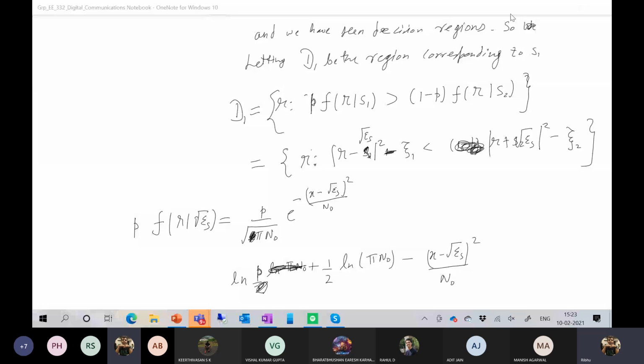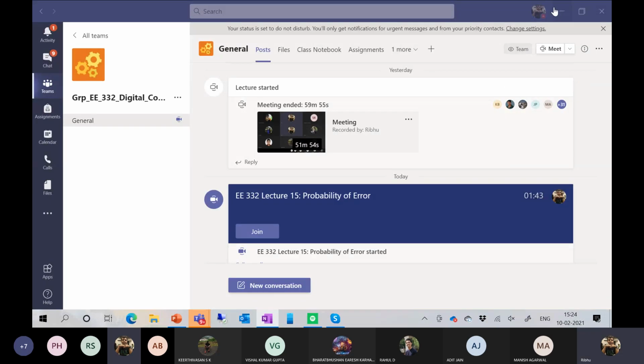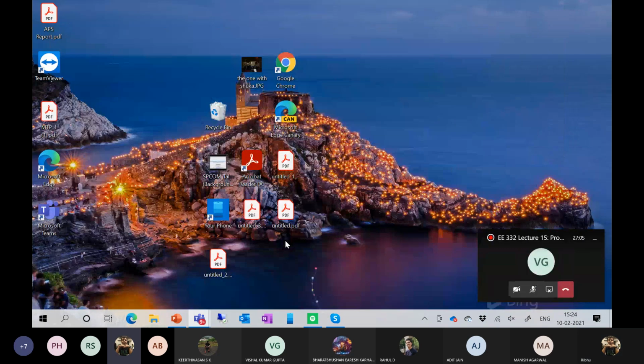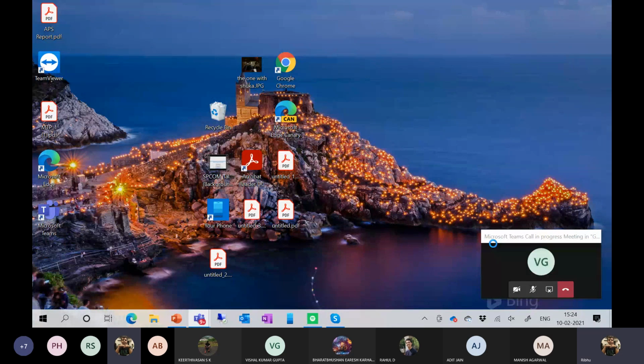OneNote has frozen. Waking up. Waking up.